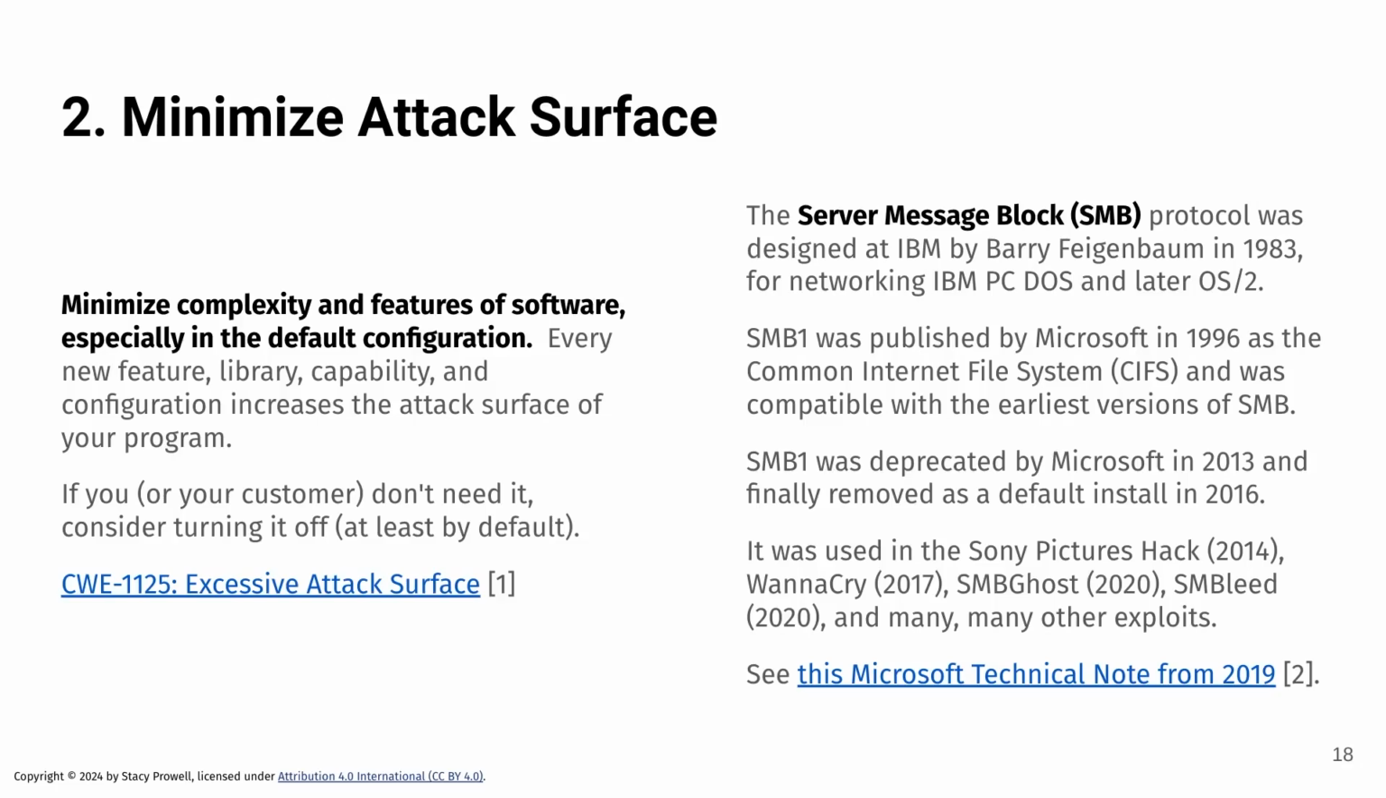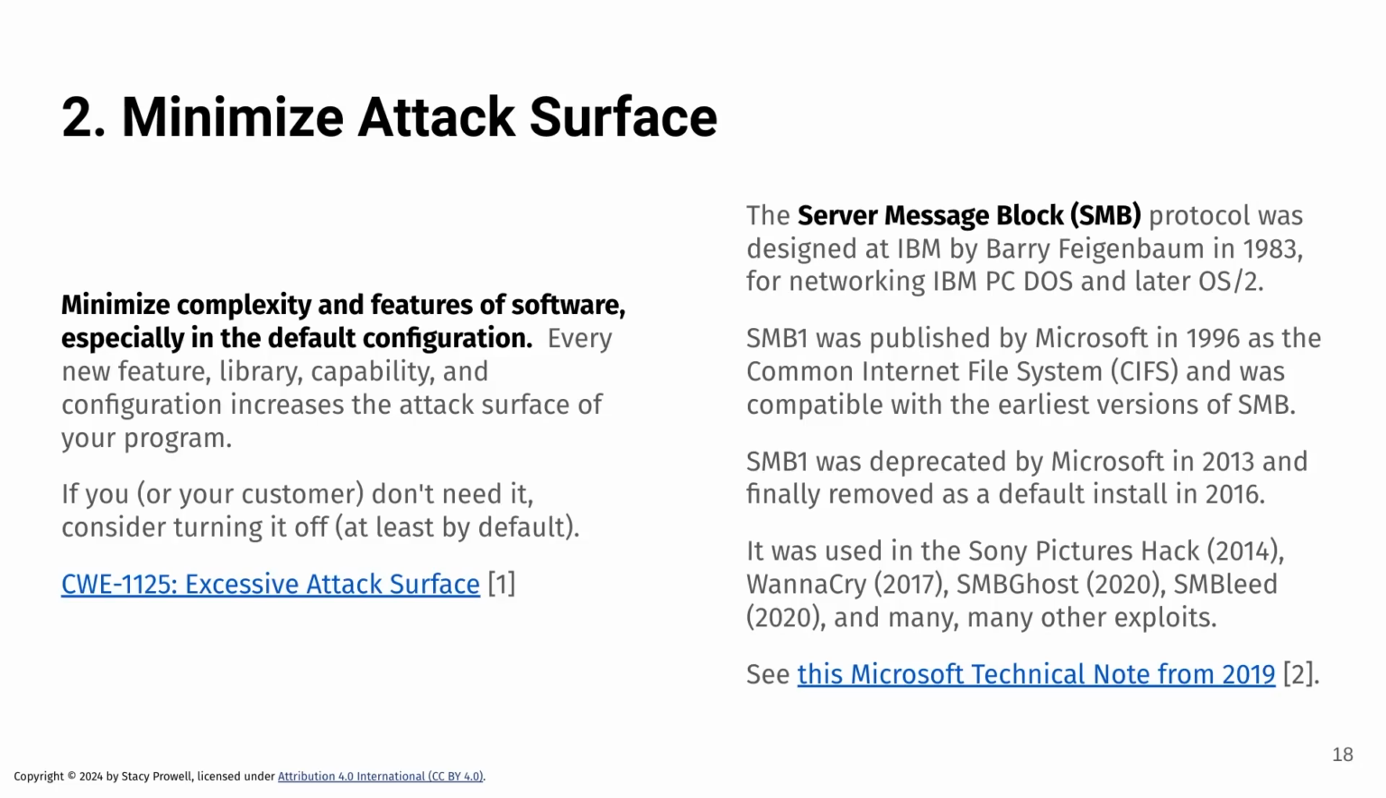The one I keep picking on, I've picked on this throughout the class, and I'm sure I'll pick on it a few more times before we're done. Even though we're close to the end, there's still plenty of opportunity to pick on it, is SMB, the Server Message Block Protocol. This was designed back in 1983 for networking IBM DOS computers and was later used in OS/2. SMB1 was published by Microsoft in 1996, so 13 years later, as the Common Internet File System, CIFS, and it was compatible with the earliest versions of SMB. So reaching all the way back to 1983, right? All the way back there.